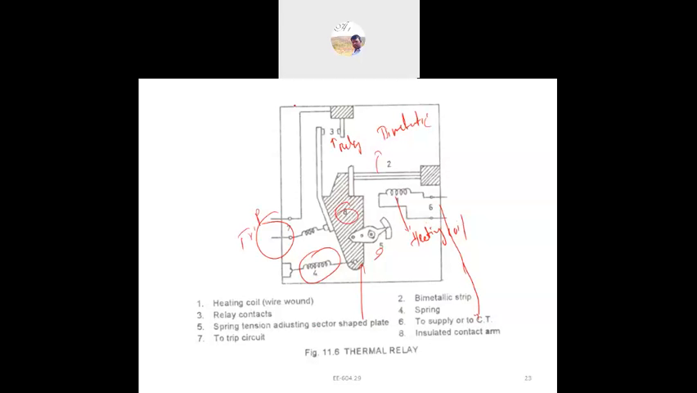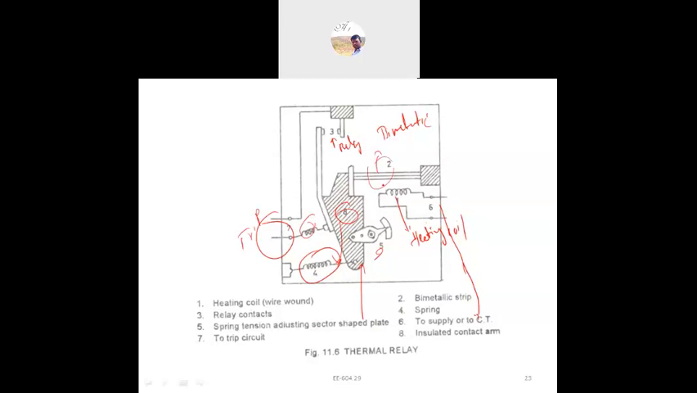So when a fault occurs, the bimetal strip will expand. Due to the expansion of the bimetallic strip, the contacts will be opened. So the trip circuit will be activated.